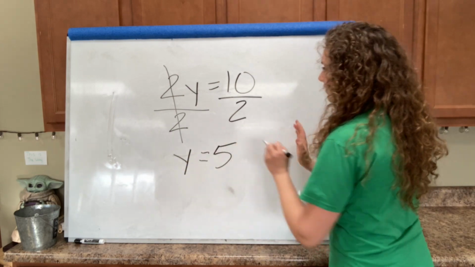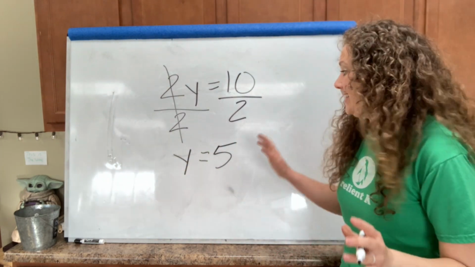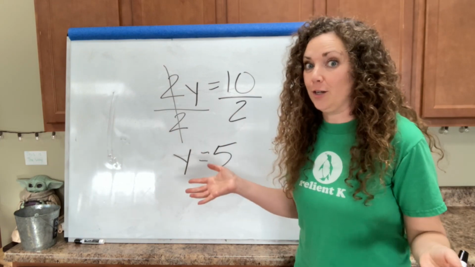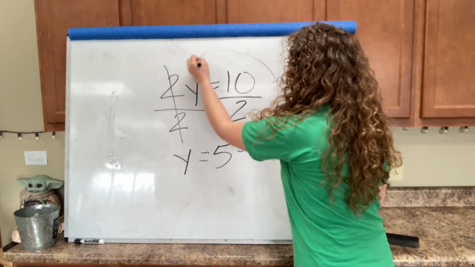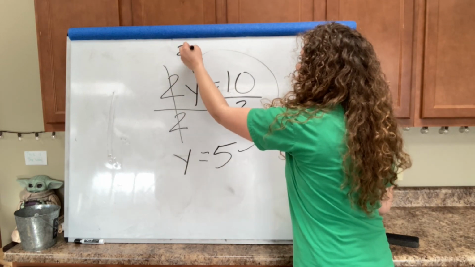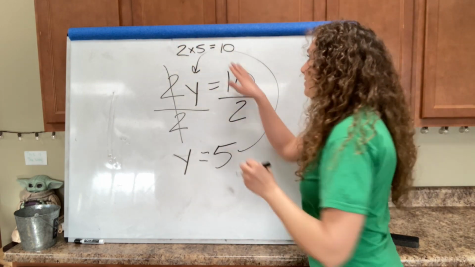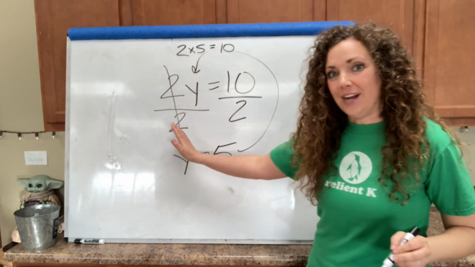equals 5. Now, what's great about this is that you cannot get a wrong answer, because now you think you know what y is. You can plug that in up here. Is 2 times 5 10? And if that's true, then you did this correctly.